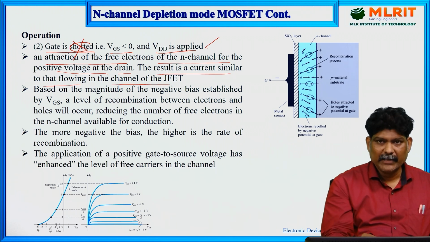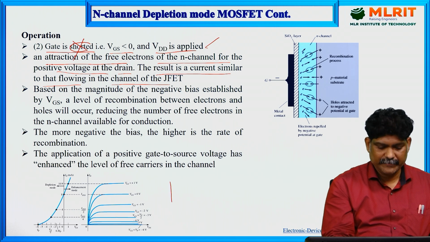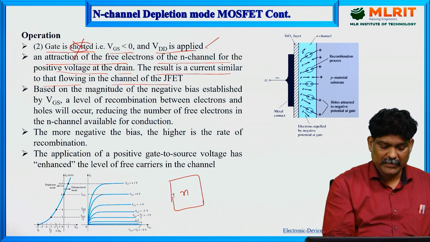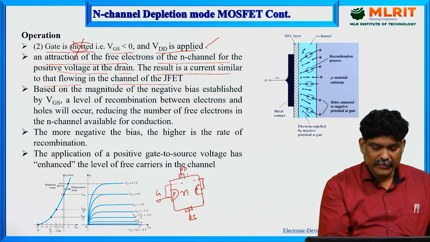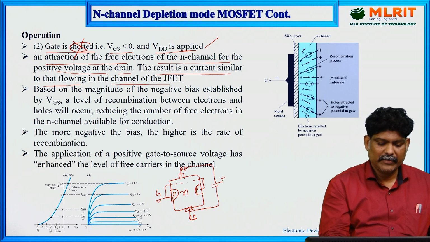If you recollect the channel of the JFET, let us say an N channel JFET. On either side we diffuse the heavily doped P type material. This forms your drain, this is your source, and this forms your gate. Here outside we are giving positive, positive.